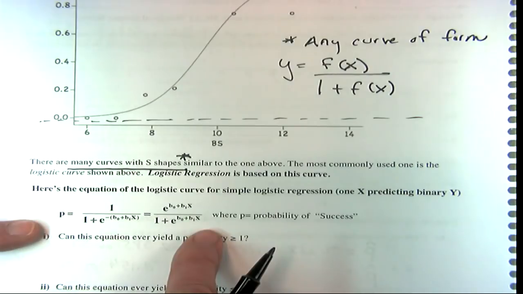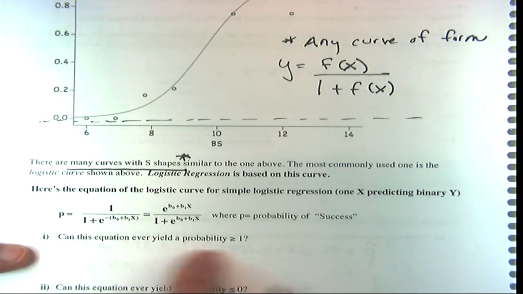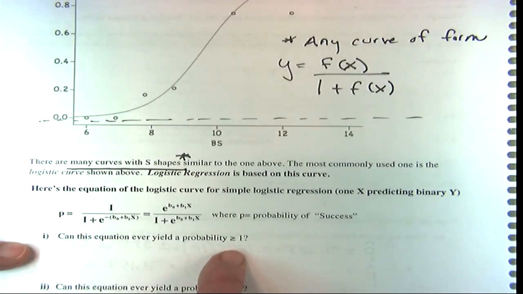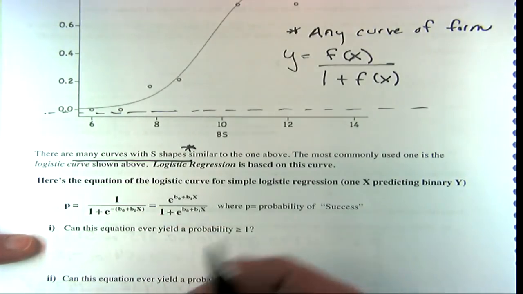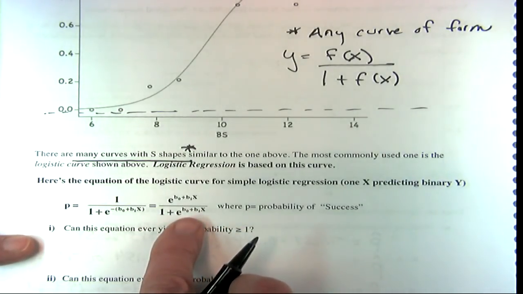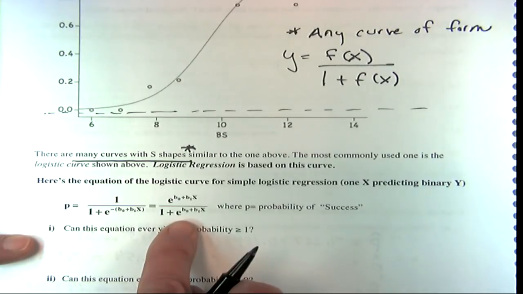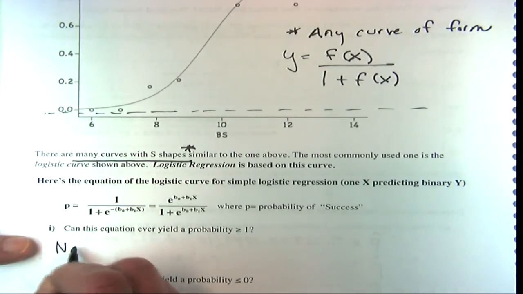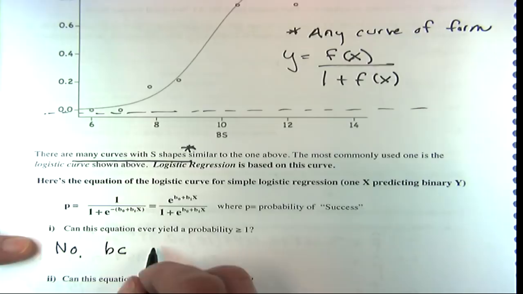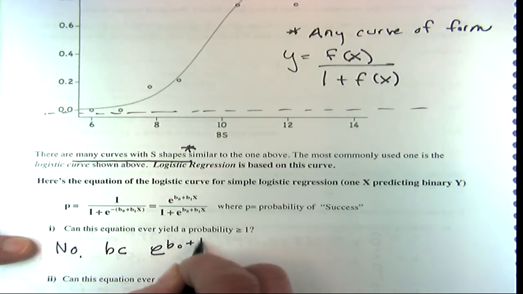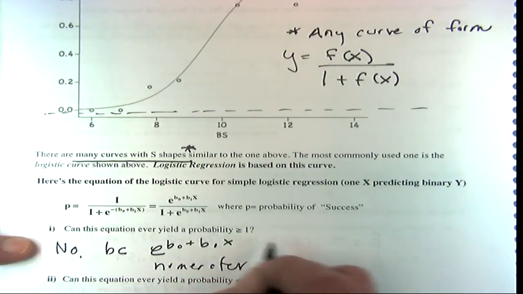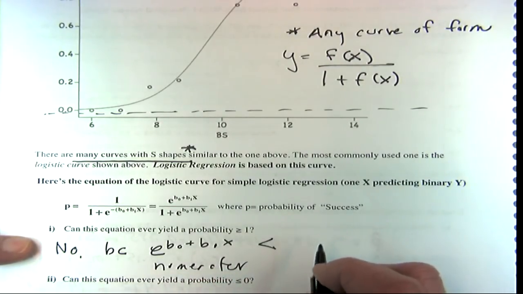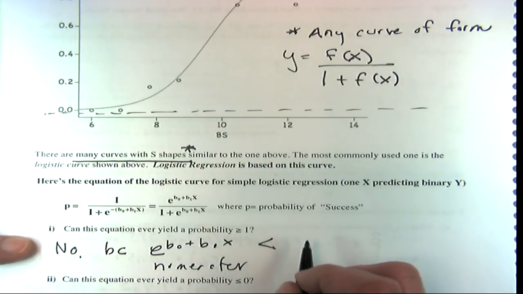Okay? And of course, can this equation ever yield a probability greater than 1? Can it? No, because look, the numerator is always less than the denominator. So it can never get greater than 1.